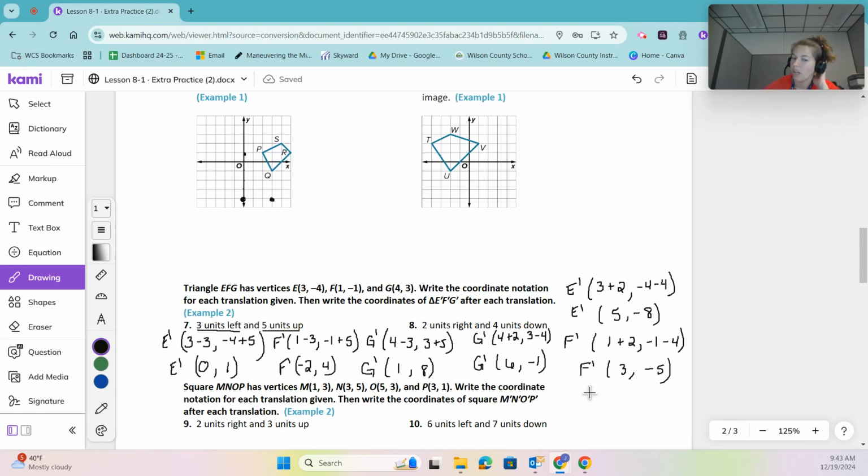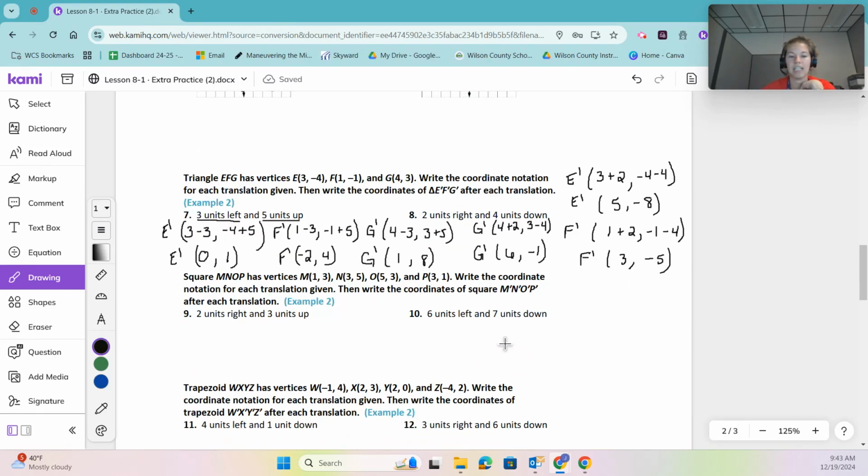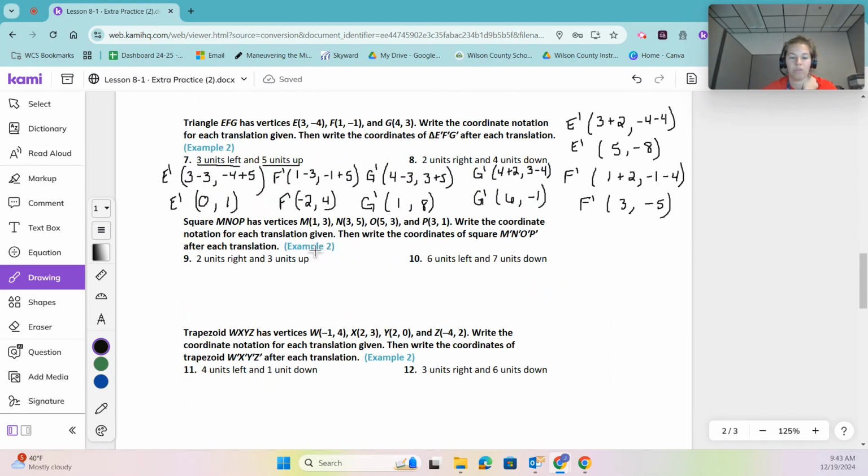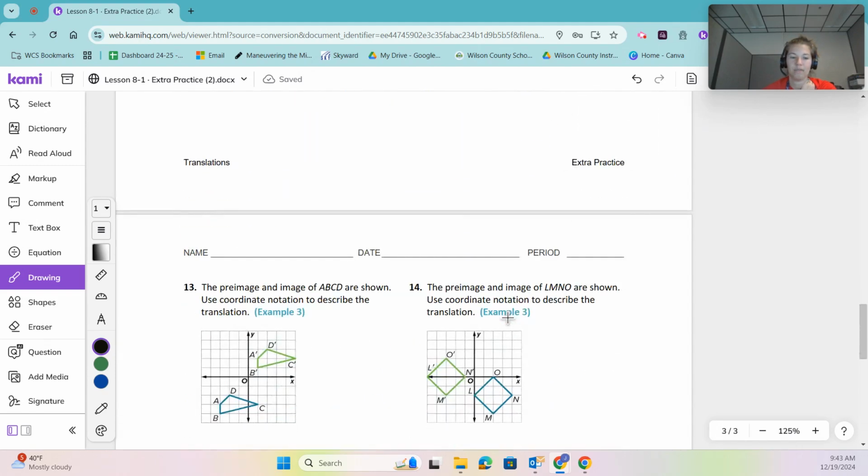All right, the next four are exactly the same. They just have 4 ordered pairs that you are doing that for. So same exact thing. You're just doing it for 4 different ordered pairs instead of only 3, like the triangle.